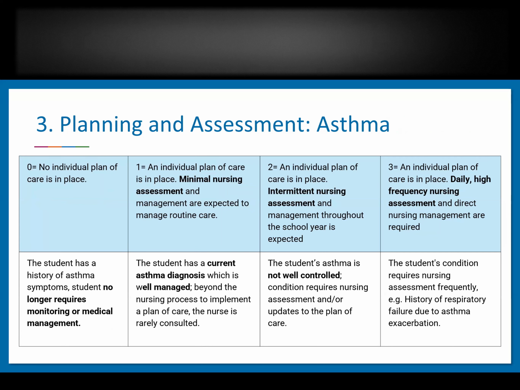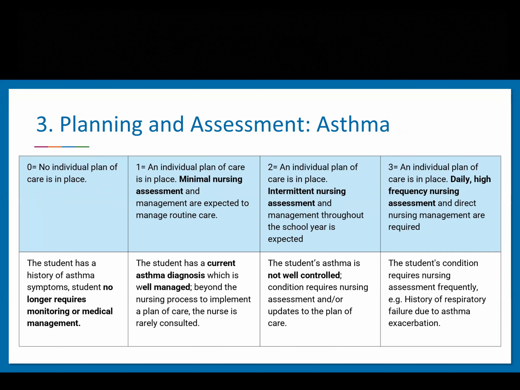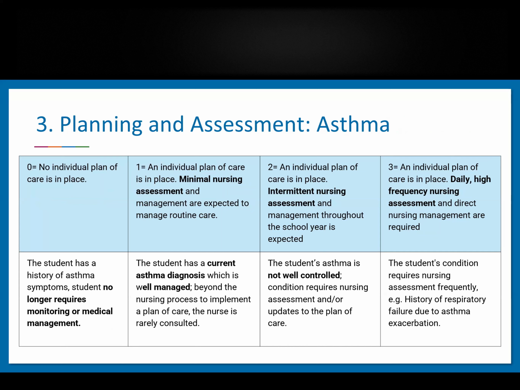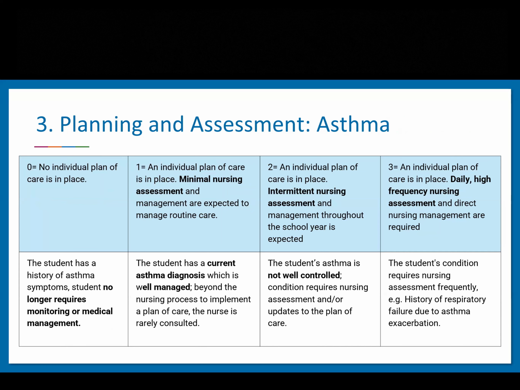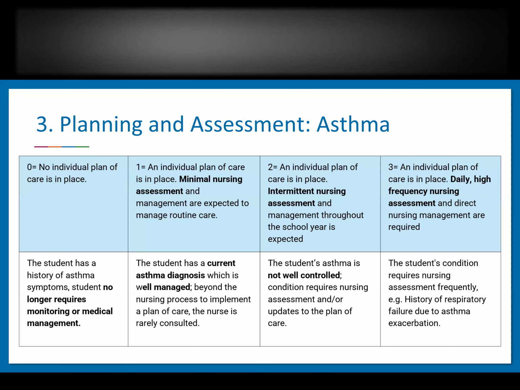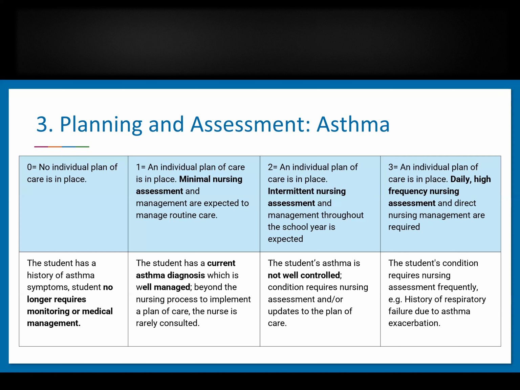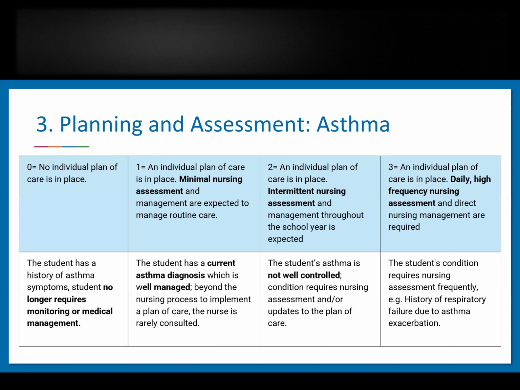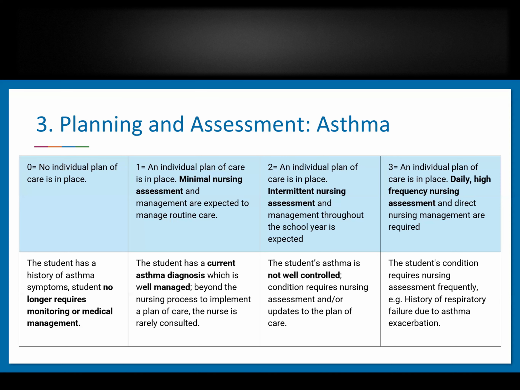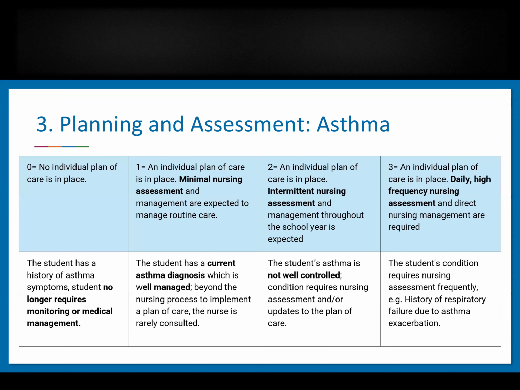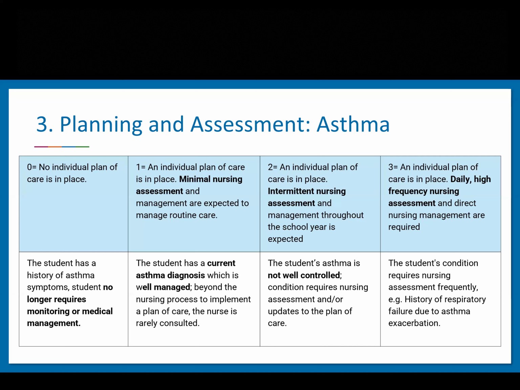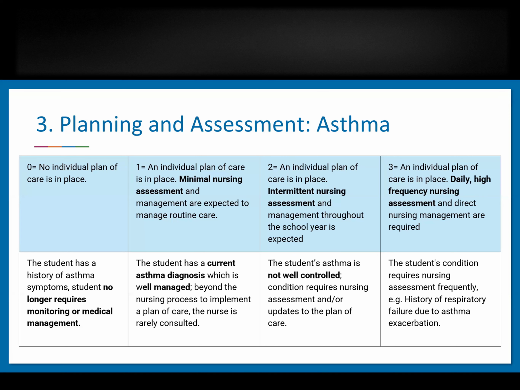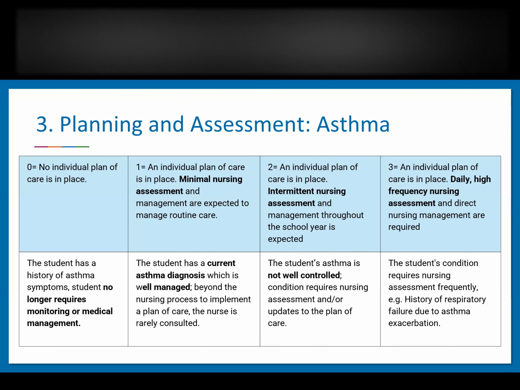Let's consider examples of planning and assessment for a student with asthma. If the student has a history of asthma symptoms, but no longer requires monitoring or medical management, the score would be a 0. If the student has a current asthma diagnosis which is well managed, and beyond the nursing process to implement a plan of care the nurse would be rarely consulted, the score would be a 1. If the student's asthma is not well controlled and the condition requires nursing assessment and/or updates to the plan of care, the score would be a 2. If the student's condition requires nursing assessment frequently, for example, because they have a history of respiratory failure due to asthma exacerbation, the score would be a 3.